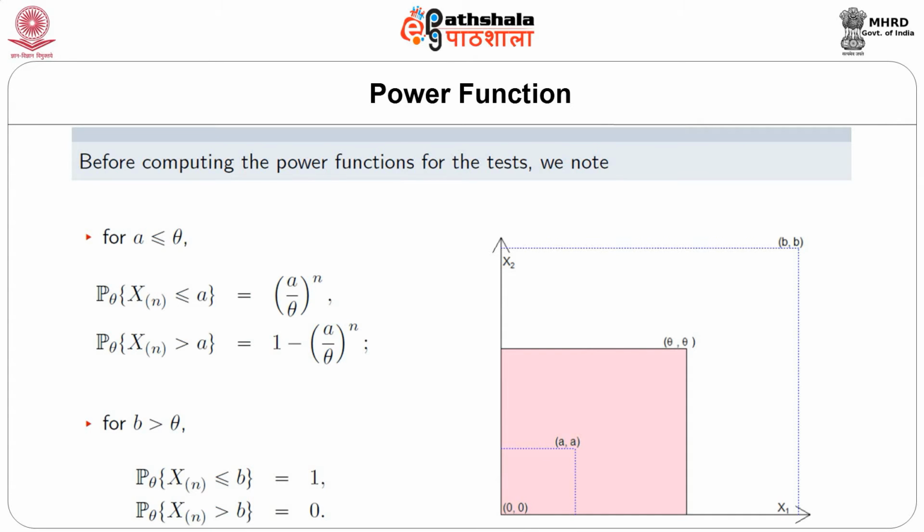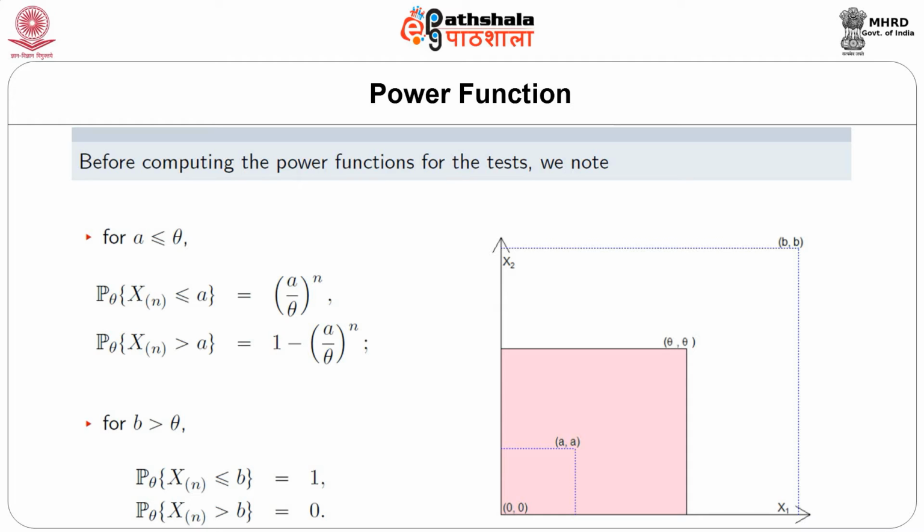Before computing the power function, we derive some probabilities. Suppose x1, x2, ..., xn follows uniform 0 theta. So, x order n is the maximum of x1, x2, ..., xn, and you see the pink region is the sample space. Now, take a constant less than theta.